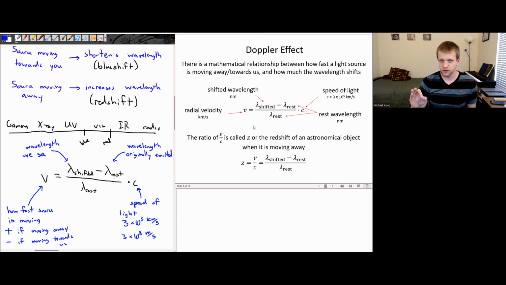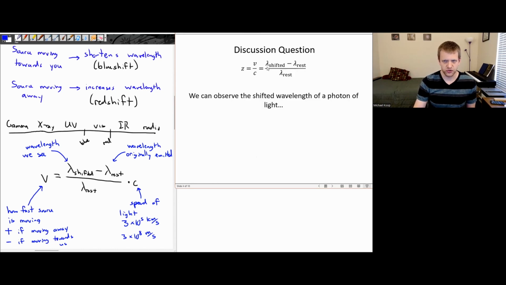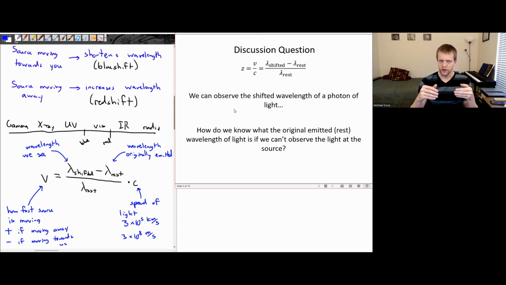But there's a question about this that you might be asking. Well, we can observe this shifted wavelength of the light. That's literally, the light reaches our telescope, we send it through a spectrograph like the ones that I was using before, probably better quality than that, we look at where that light is, and we can measure its wavelength. But how do I know what the original rest wavelength would have been if we can't actually observe the light at the source?